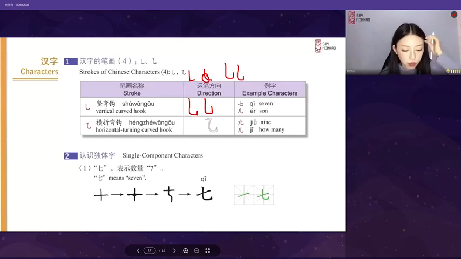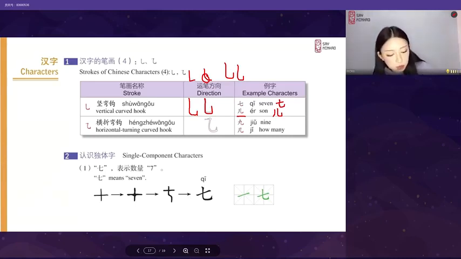It is a vertical curved hook. Okay, the example character is, first one is qi, which means seven. It is written first a horizontal and then vertical curved hook. And another example is left hand and a vertical curved hook, which means sun. Next stroke is heng zhe wan go, which means horizontal turning curved hook. The difference between these two is just we put a horizontal here and then try to write a vertical and then curve it and then hook it.